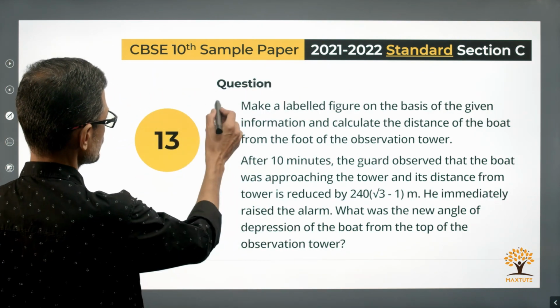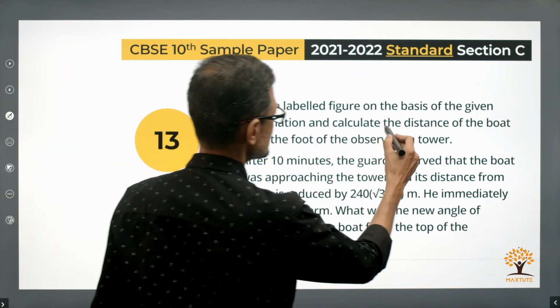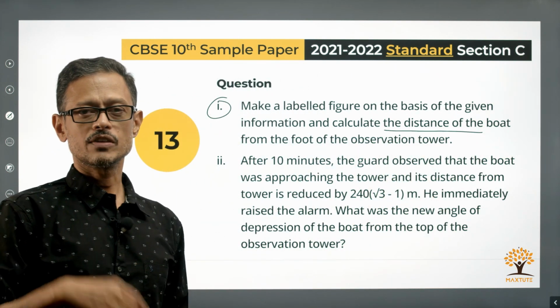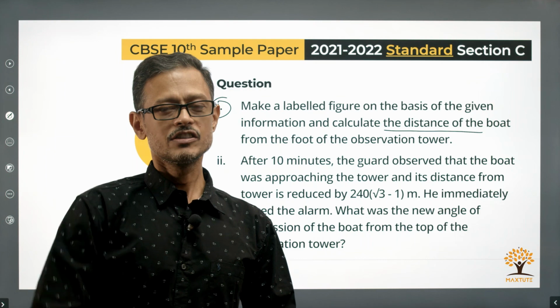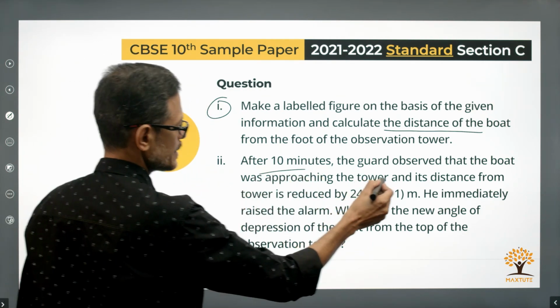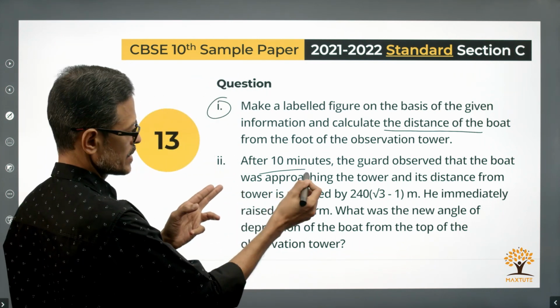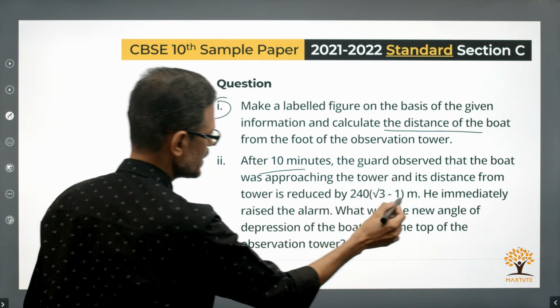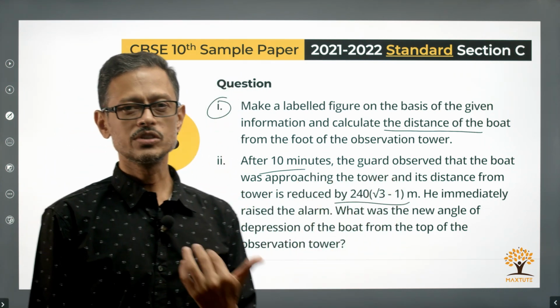We have to find out two things. First one, find out the distance of the boat from the foot of the observation tower when the angle of depression is 30 degrees. Second part, after 10 minutes, he finds that the boat was approaching the tower and its distance from the tower is reduced by 240 into root 3 minus 1.